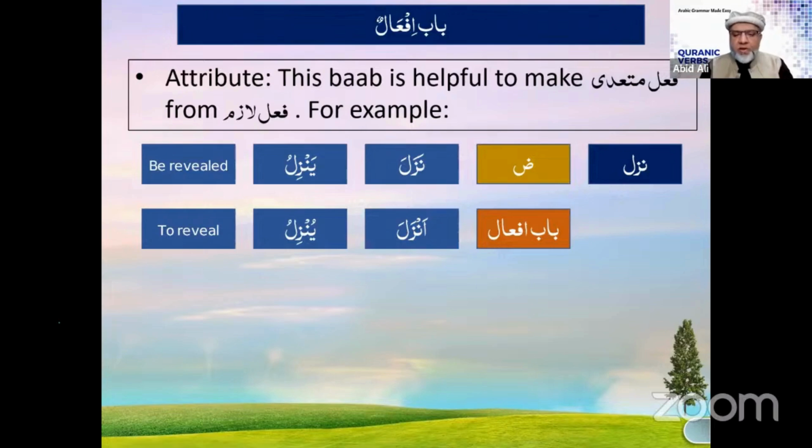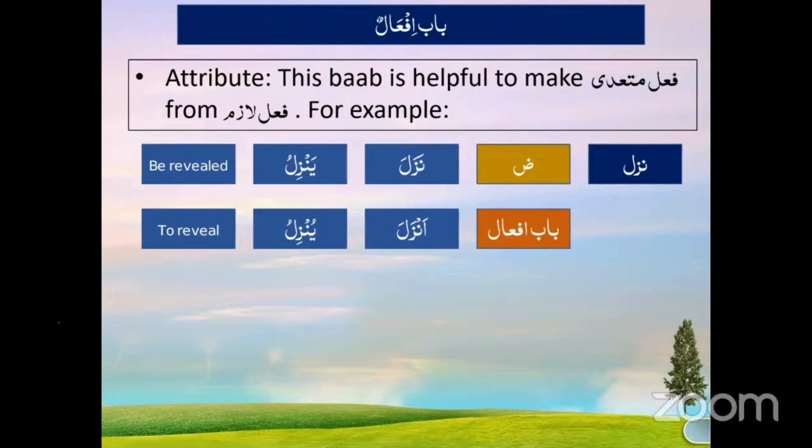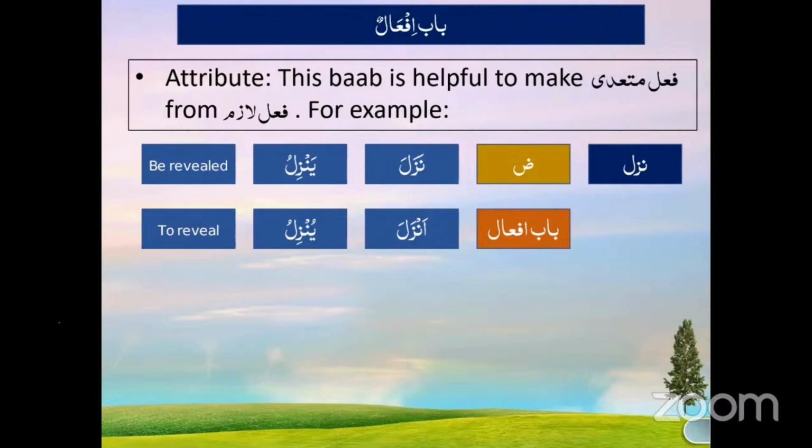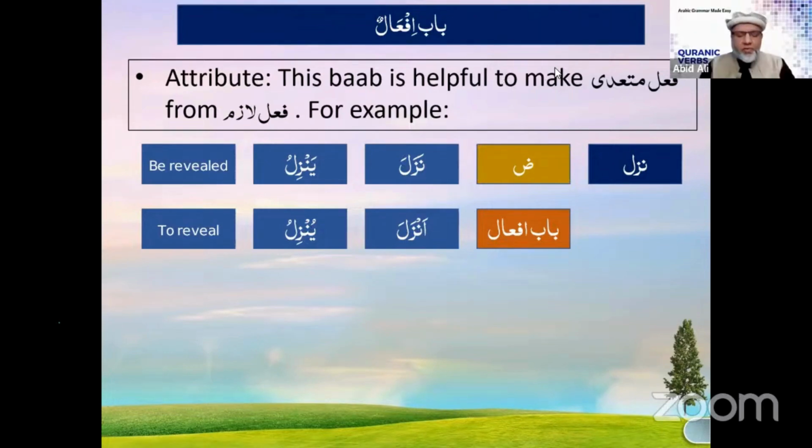So how many people understand Fi'l Lazim? Show of hands. Nobody knows Fi'l Lazim? Yes, Sister Onaiza. Sister Onaiza, do you want to answer or do you have a question?